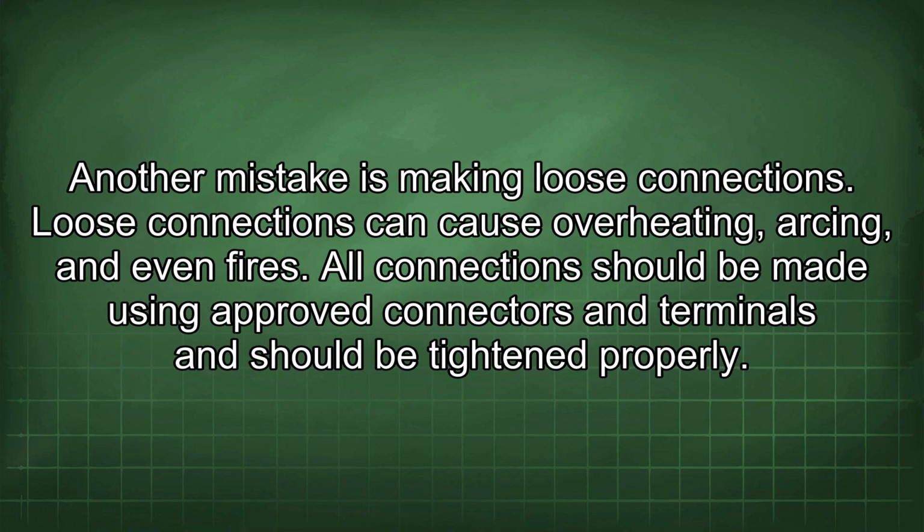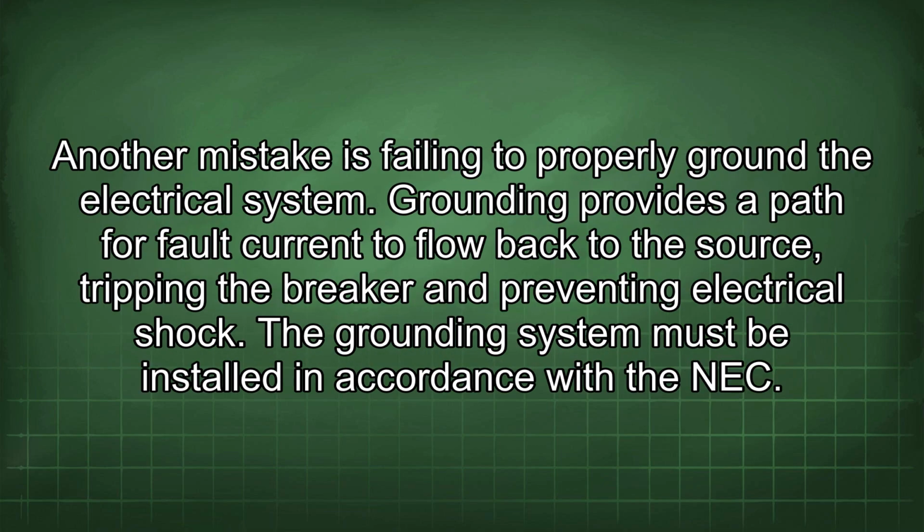Another mistake is making loose connections. Loose connections can cause overheating, arcing, and even fires. All connections should be made using approved connectors and terminals and should be tightened properly. Another mistake is failing to properly ground the electrical system. Grounding provides a path for fault current to flow back to the source, tripping the breaker and preventing electrical shock. The grounding system must be installed in accordance with the NEC.